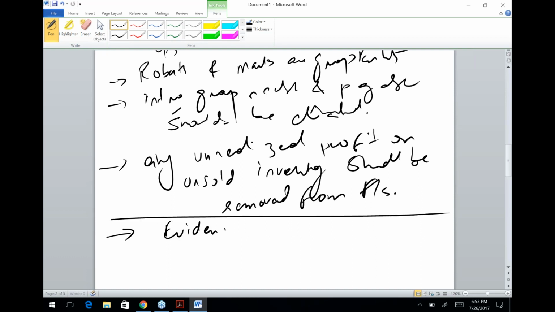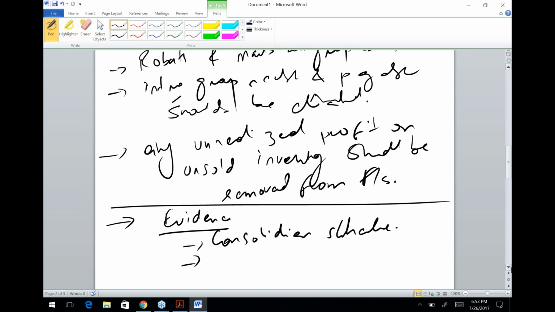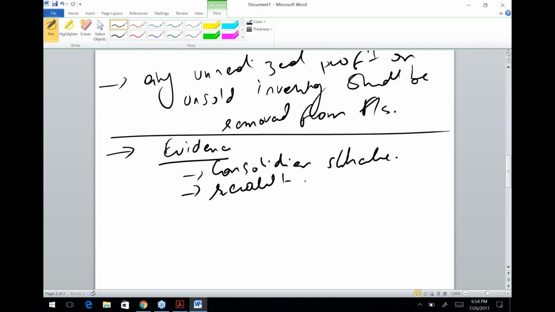And then we can talk about the evidences, which could be the consolidation schedule showing elimination. We could talk about recalculation of unrealized profit. Then there could also be the ledgers of both the parties in each other's books, so that we can have an idea that there was a transaction of this amount. So these are the various evidences that you would expect to find. I hope this is clear. Are there any questions? Do you need to know anything about it?